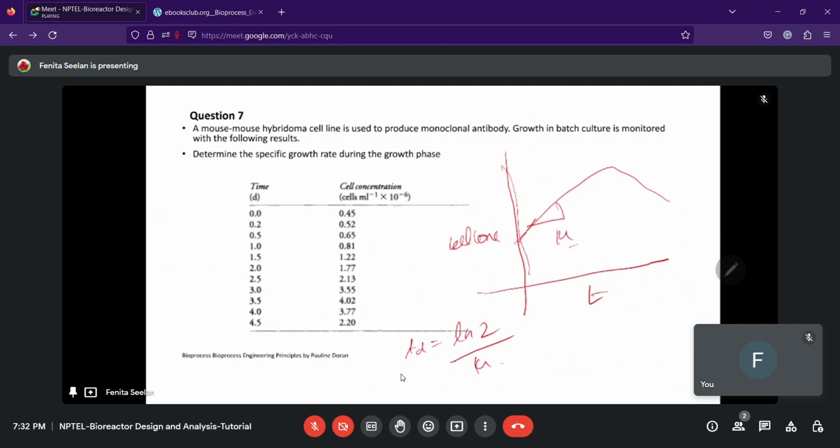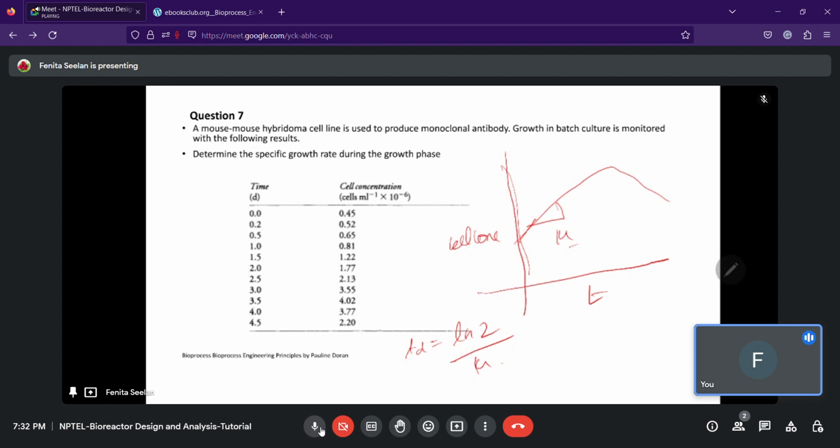So let us solve this question number 7, which we have left before. The question is: mouse hybridoma cell line cells are used to produce monoclonal antibody. Growth in batch culture is monitored with the following results. Determine the specific growth rate during the growth phase. As we don't have any graphs to solve, let's see how this can be solved.